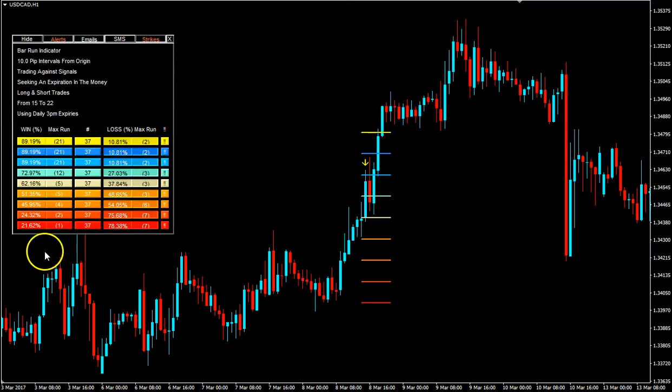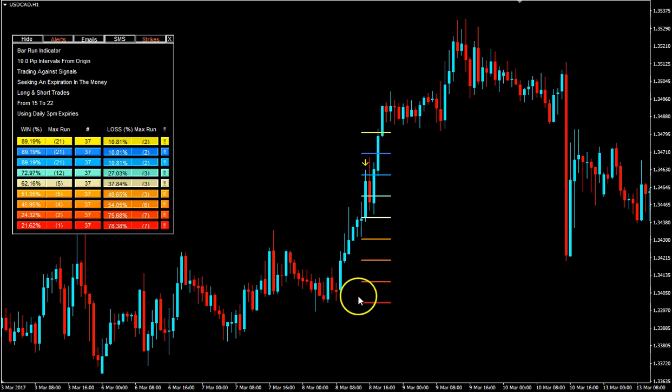Currently on this setup, over the past 37 trades, there has been 62% winners, 37% losers, 5 wins in a row, 3 losses in a row. But we're going to change it, and it's going to make some of the strikes disappear.